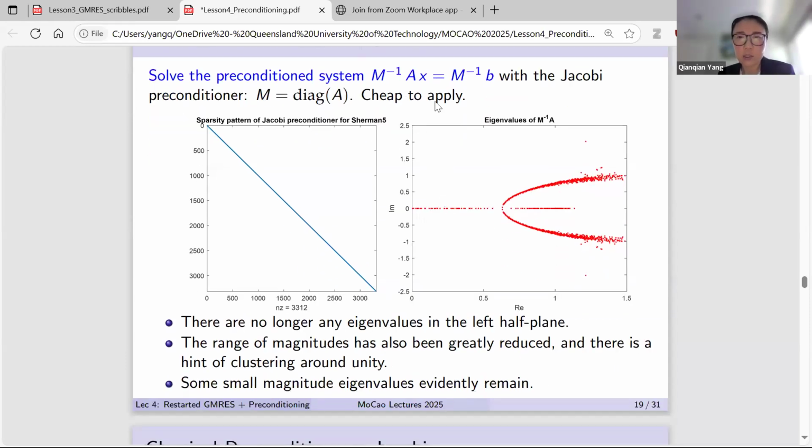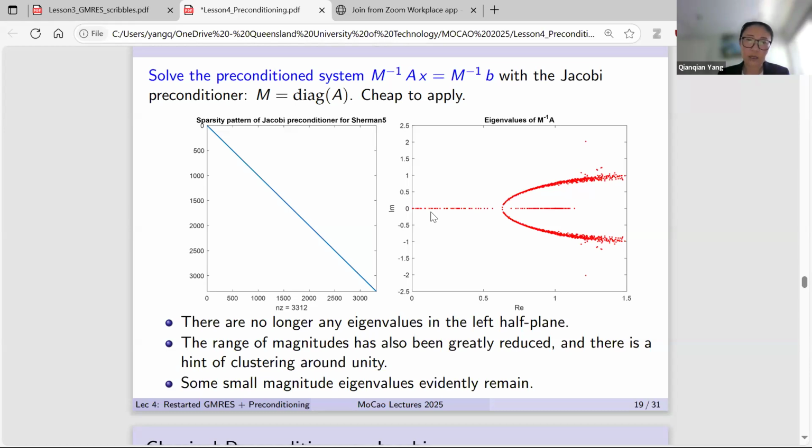On the other side, let's have a look at our preconditioned system. This is the eigenvalues of our new matrix M inverse A. You see that there are no longer any eigenvalues in the left half plane. So everything is positive; the real part of every eigenvalue is positive. And the range has been significantly reduced. Before it was from -200 to 600, and now it's roughly from 0 to 1.5. And there's a hint of clustering around 1, so this is very close to 1.